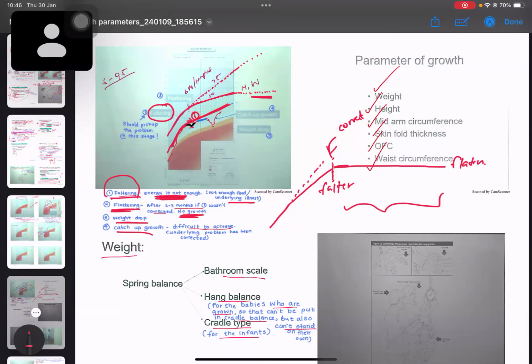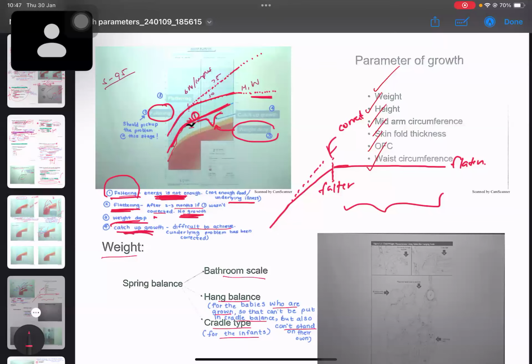This is the difference. The weight drop means reduction in the weight. Here there's a sudden reduction in the weight. It could be due to any underlying illness, like problems in swallowing. There will be a sudden weight drop. This is a weight drop. This is an easy thing.